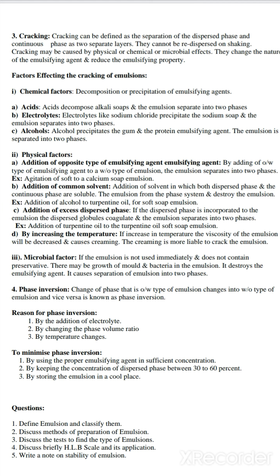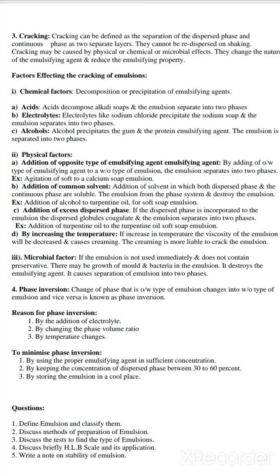Change of phase means the oil in water type of emulsion changes into water in oil, that is, there is a change in the type of emulsion from oil in water to water in oil. Reasons for phase inversion: addition of electrolyte, changing the phase volume ratio, and changing the temperature. To minimize phase inversion: use the proper emulsifying agent in sufficient concentration, keep the concentration of the dispersed phase between 30 to 60%, and store the emulsion in a cool place.